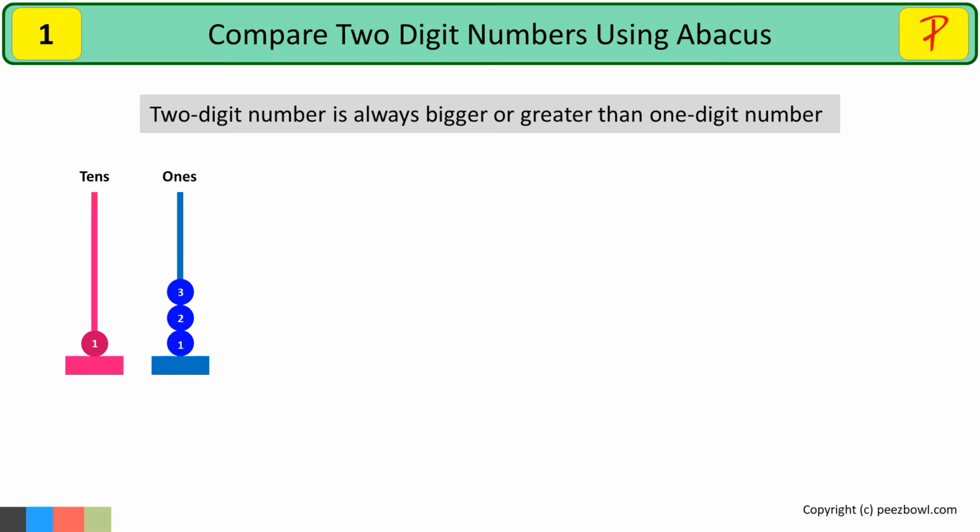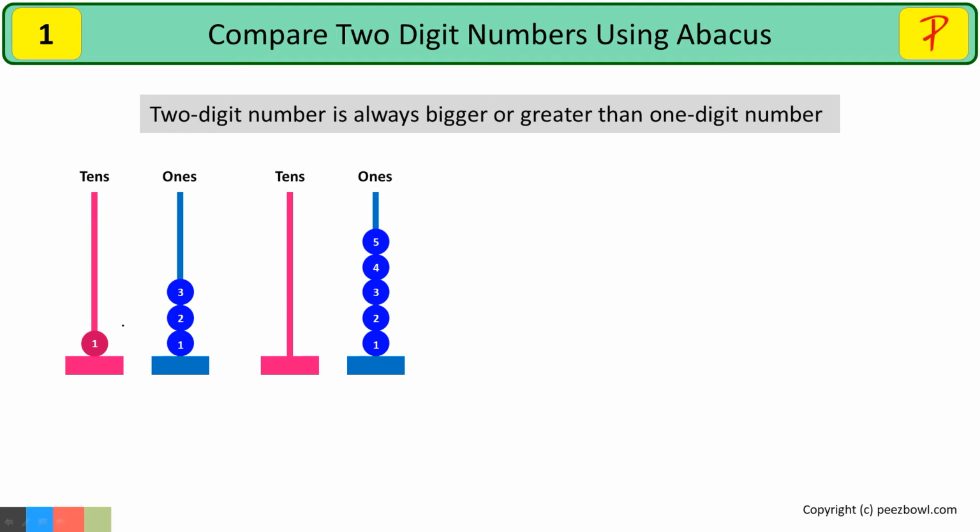Here we have one Abacus. This Abacus is showing number 13, and here we have another Abacus and this is showing number 5. Always remember that whenever we compare two numbers, we start with comparing numbers at the highest place value. So, we will compare numbers at the tens place value first.